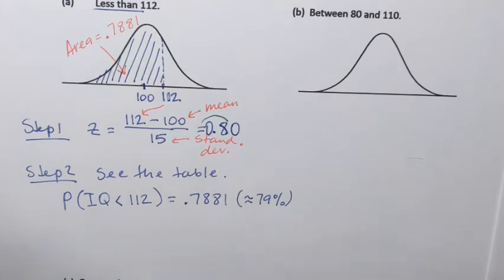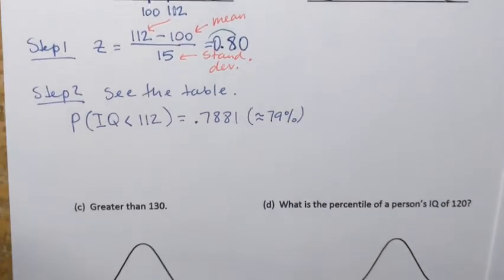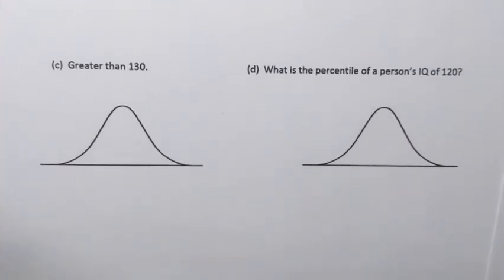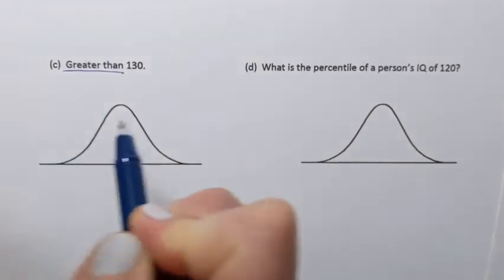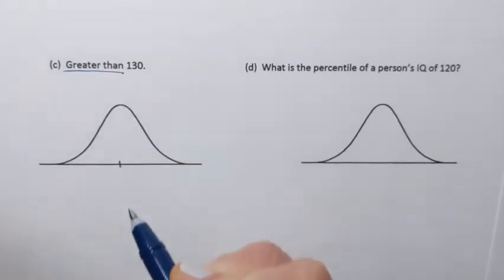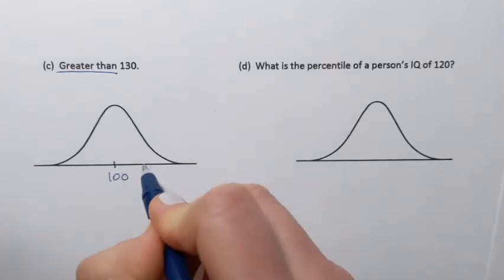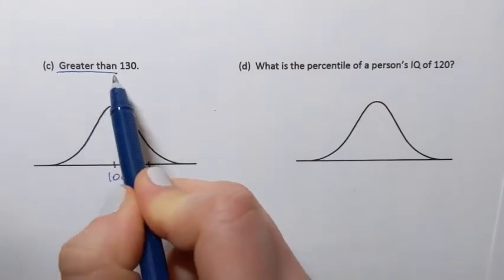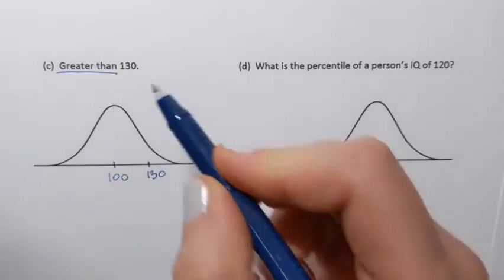Well, let's try that with another question. Let's actually skip B and let's go to C, and then we'll come back to B. So in this question, we need to find the probability that the randomly selected person's IQ is greater than 130. So I will label that on my normal curve. First of all, the mean, 100, is right in the middle, and then 130 is somewhere to the right. Let's say it's over here. Now, because it says greater, I'm going to highlight the area on the normal curve that's to the right of 130.